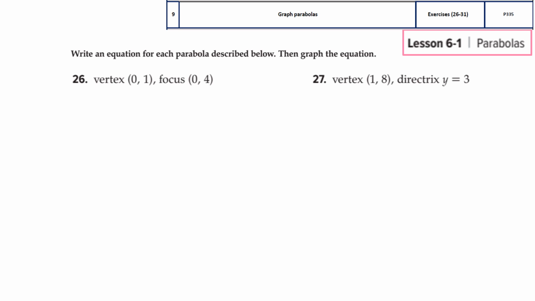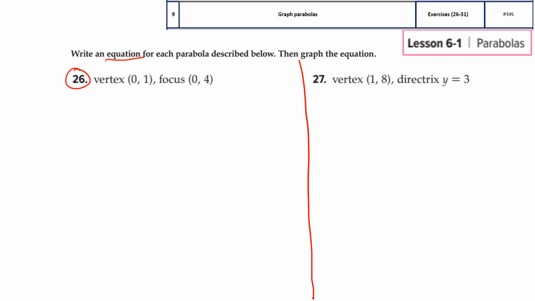Okay, so now our learning objective number 9 tells us to graph the parabola. And before we graph the parabola, we have to write the equation of the parabola using the information for each question. So look at questions 26 and 27. We'll try to do both here, and then on the next slide we can check the graph.